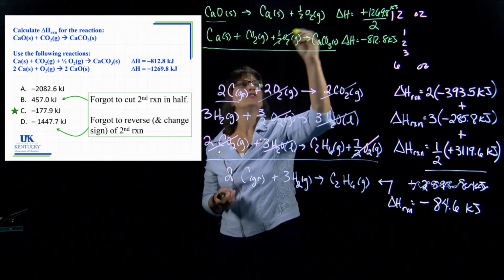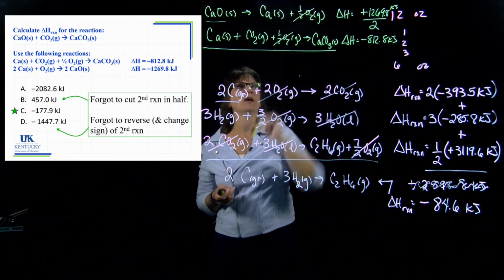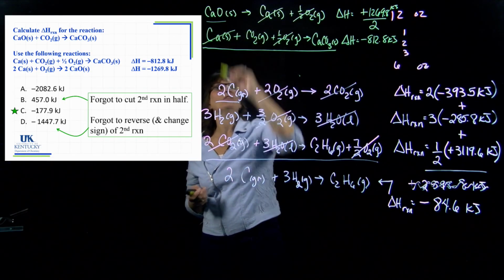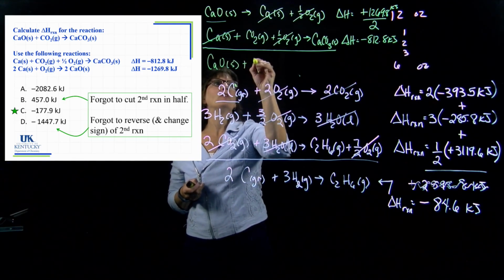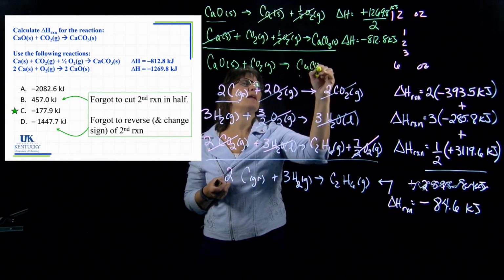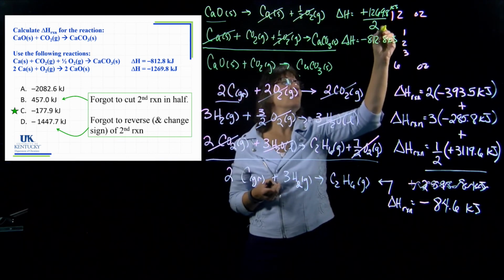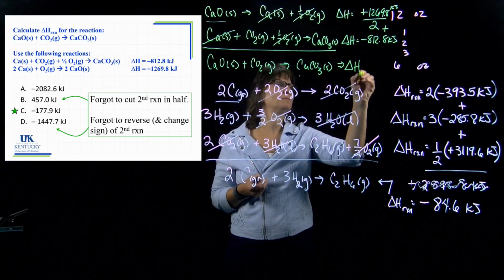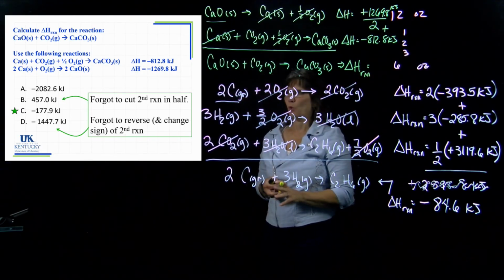Now you take the time to make sure things cancel. I have 1/2 of an oxygen, I have 1/2 of an oxygen. This is on the left side of the arrow and this is on the right side of the arrow. I have a calcium on the right side of the arrow and a calcium on the left side of the arrow. That leaves me with a calcium oxide solid plus carbon dioxide gas producing calcium carbonate solid. So if these add up to give me this, then these add up to give me the delta H of this reaction, which is the negative 177.9.